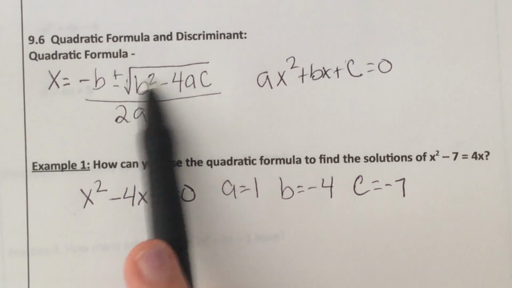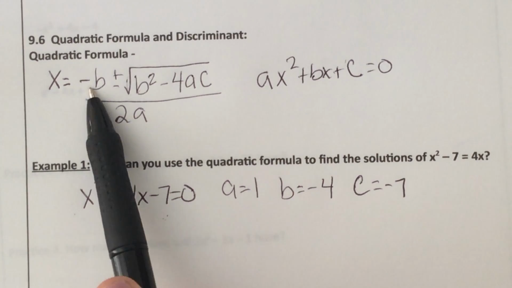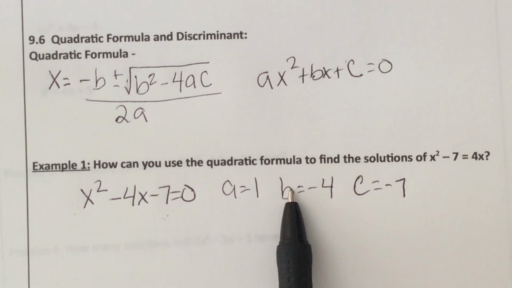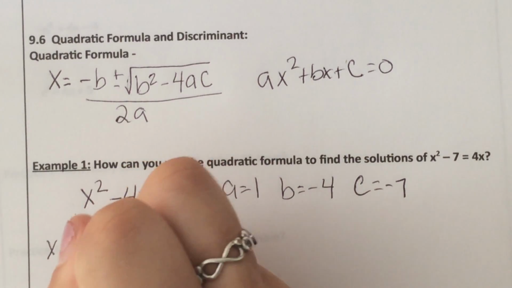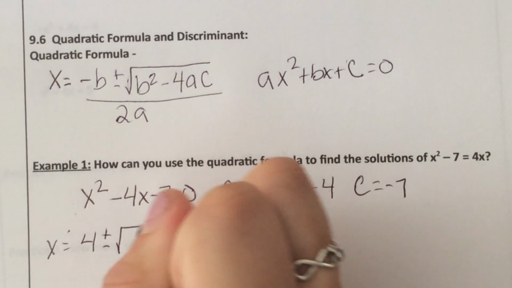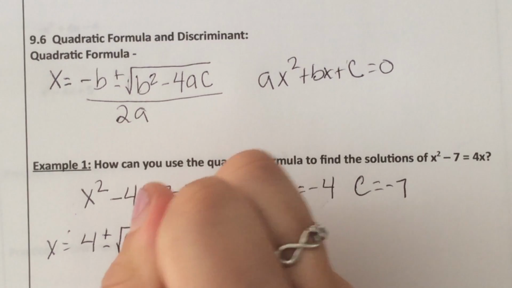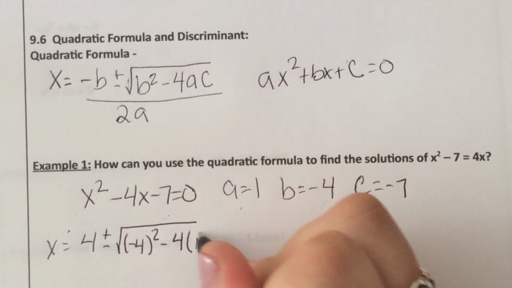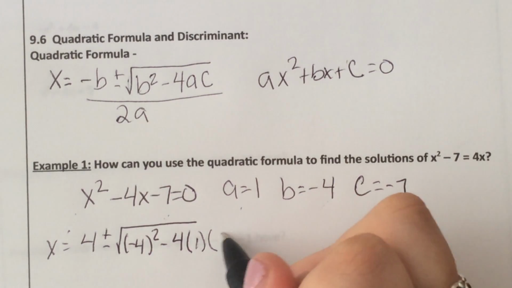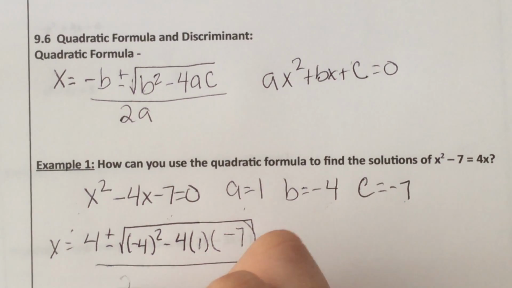And then now what you do is you just plug in for a, b, and c. So right here it says negative b, or the opposite of b. This is negative 4. So the opposite of negative 4 is positive 4. So x equals 4 plus or minus the square root of b squared, this is negative 4, so negative 4 squared minus 4 times a, which is 1, and c is negative 7, all over 2 times a, which is 1.